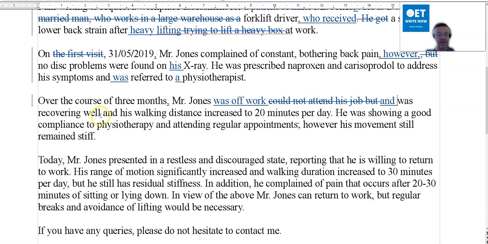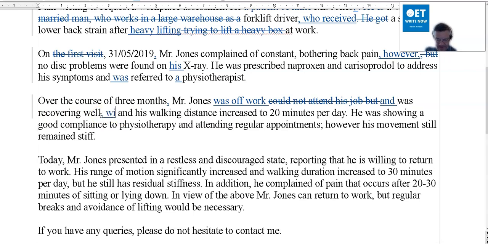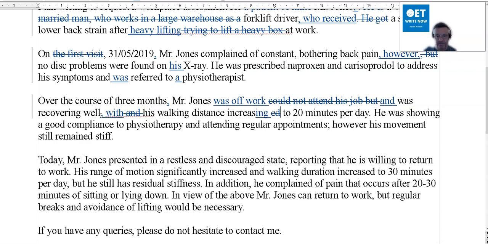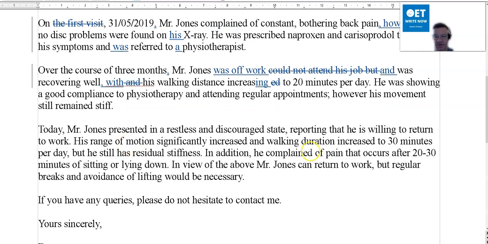With his walking distance increased, or increasing, because it's a process, 20 minutes per day, because you've got showing, attending, walking, recovering. So it's really whether his movements still remain stiff. Demonstrates, presents a discouraged state. Is willing to return to work.